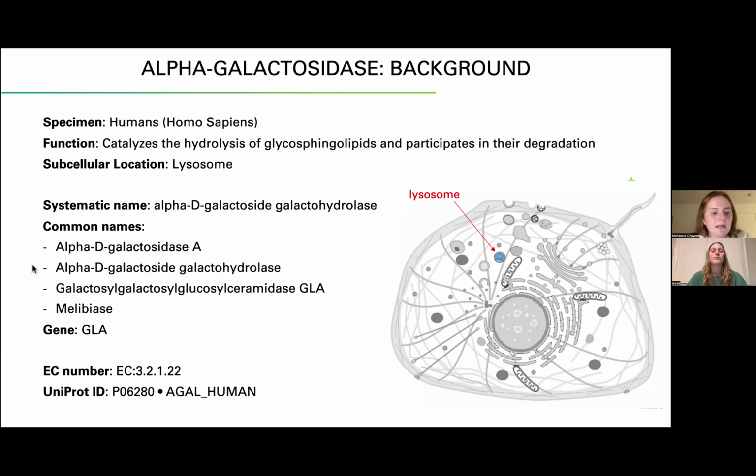We have the common names listed, and if you see GLA in any of the upcoming slides, that's the alpha galactosidase gene we are referring to. And we have the enzyme number below as well, 3.2.1.22.